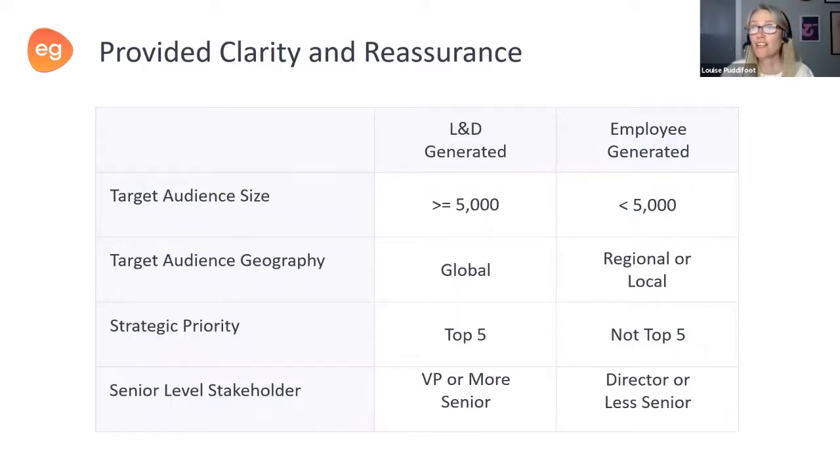So for us, we were in a business at that time that was 40,000 employees. So for us to take a project into the L&D team, it needed to be targeted at least 5,000 of those 40,000, 1/8 of the business. It needed to have global reach. It needed to be aligned with one of our business's top 5 strategic priorities, and it needed to have a senior level stakeholder. And then if it didn't fulfill those criteria, then we would say, okay, it's employee generated learning.